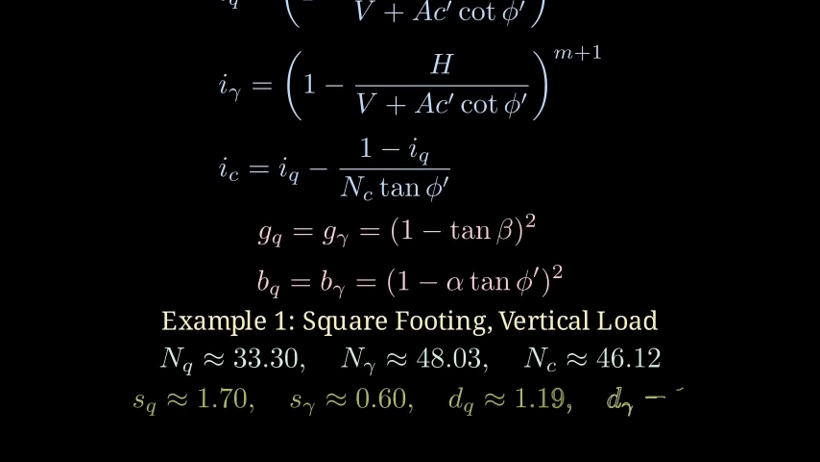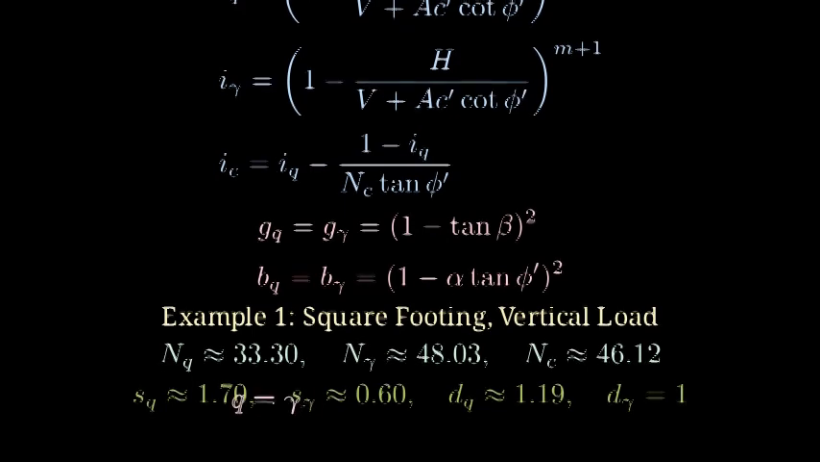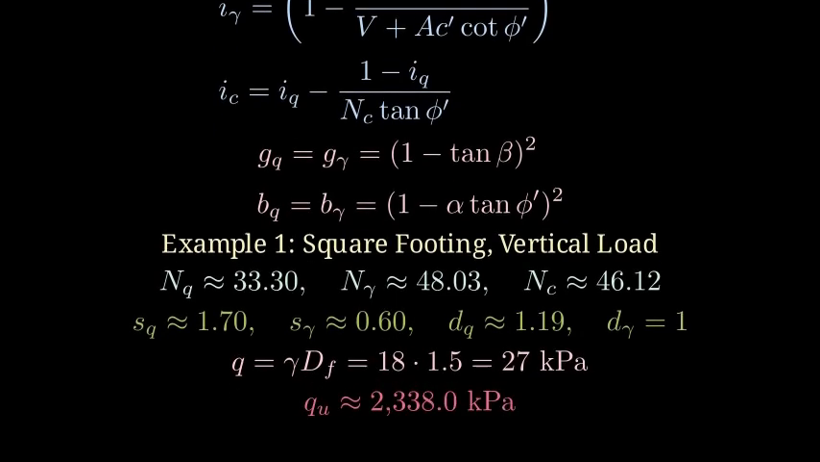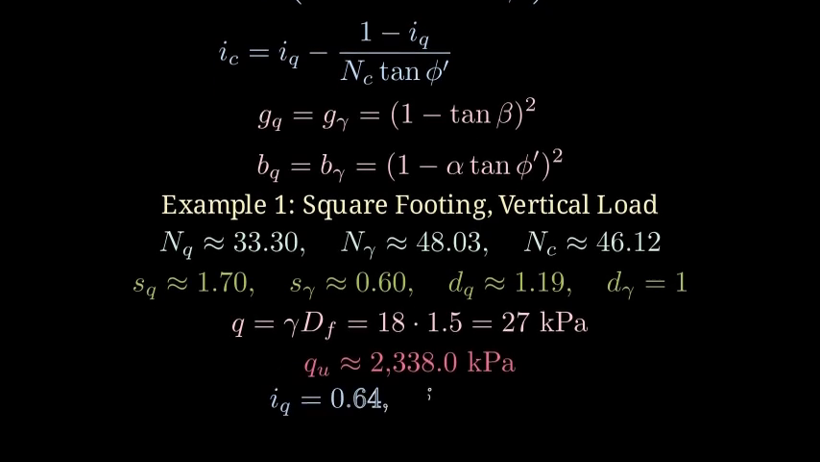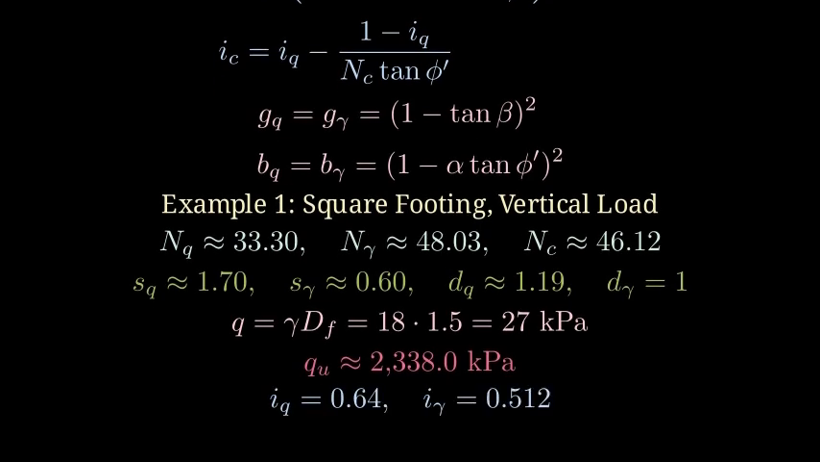Shape factors for a square footing with B over L equal to 1 give S sub Q around 1.7, S sub gamma about 0.6. Depth factor D sub Q uses K equals DF over B, that is 0.75. So D sub Q is roughly 1.19 and D sub gamma stays 1. Inserting numbers, we evaluate Q equal gamma times D sub F equals 18 times 1.5 equals 27 kilopascals. Plugging everything into the general equation with S, D, and the unity factors for I, G, B gives Q sub U around 2,338 kilopascals.